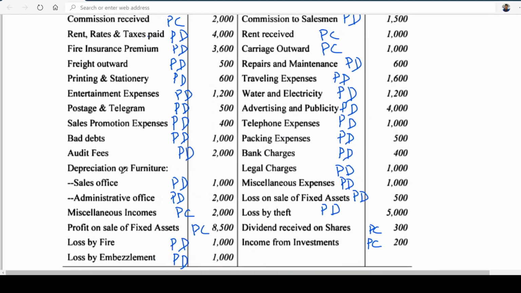Okay, this is the homework, and tomorrow's class we go for the balance sheet.